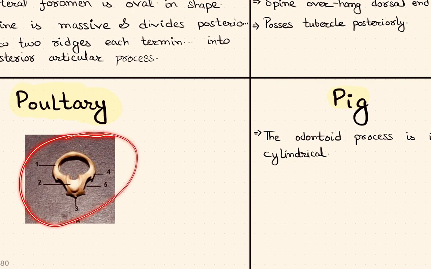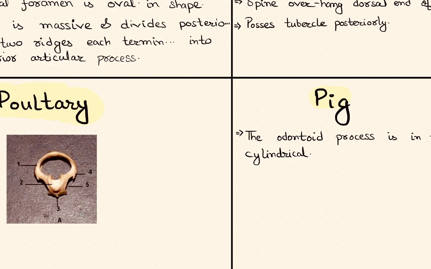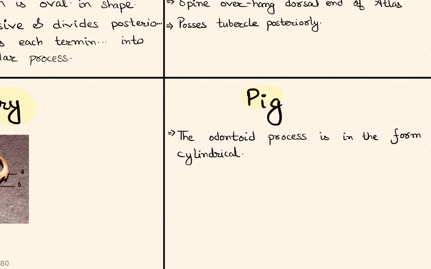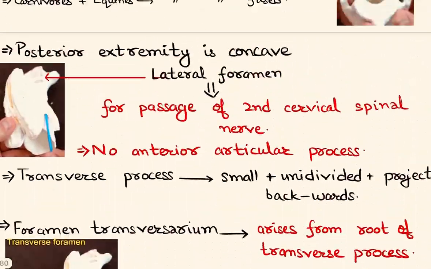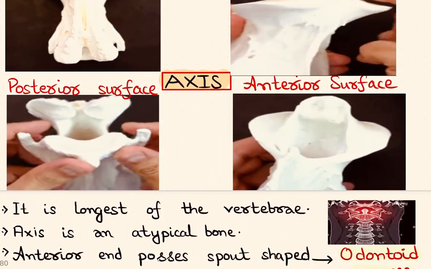In case of poultry, we will discuss in the new videos, as it is a different kind of axis bone. And in case of pig, you will find the odontoid process is in the cylindrical form. Okay, so this was the species difference and all about the axis bone.